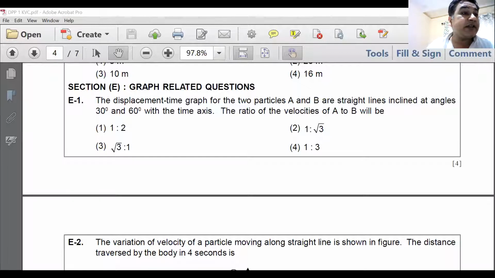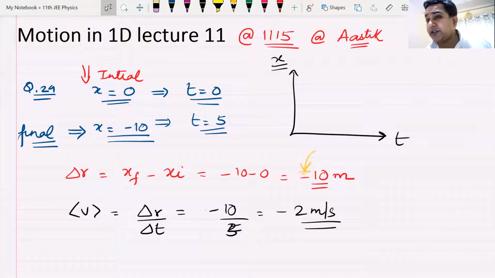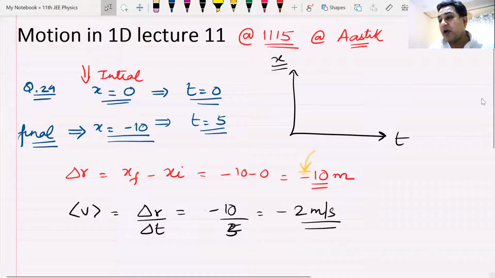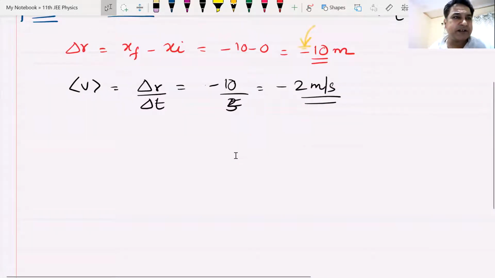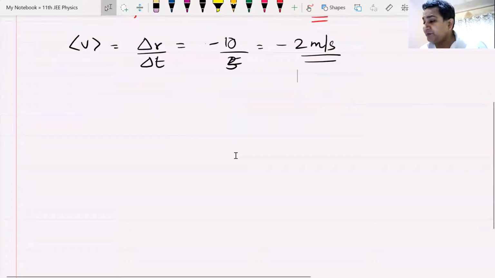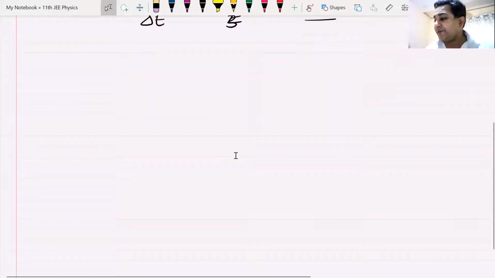We cannot guess. You should understand the logic behind it. I am more keen on understanding the logic rather than getting the answer. So your logic should be correct. Can anyone tell me how they are getting 1:2? I don't think 1:2 would be the answer. We are on question number E1 from your DPP. Anyone with a different answer?